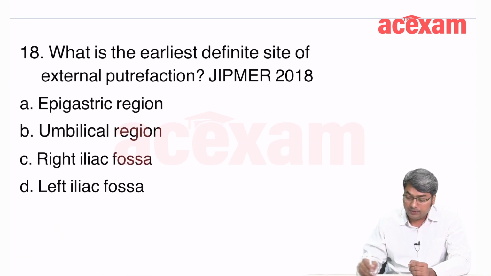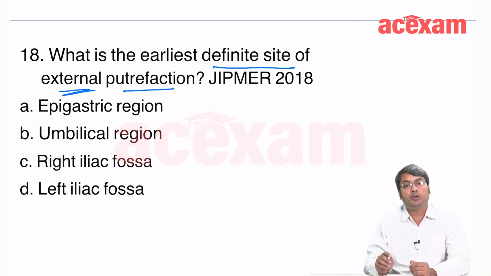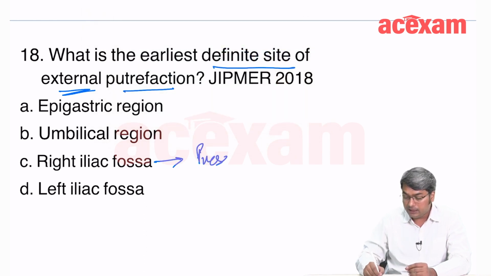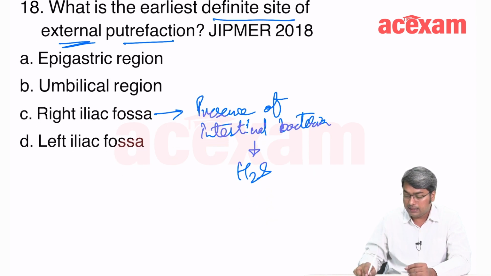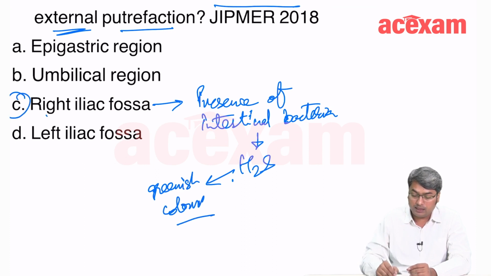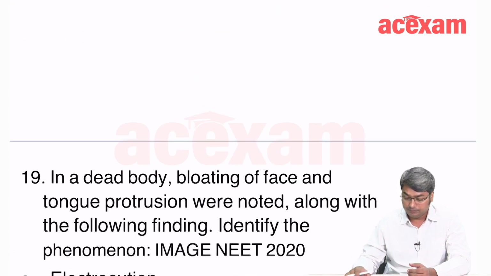What is the earliest definite site of external putrefaction? External putrefaction first starts from the right iliac fossa. Why? Due to the presence of intestinal bacteria. These bacteria start to form H2S, and that gives a typical greenish color, and this is first visible in the right iliac fossa region. So, that is the first area where external putrefaction starts.